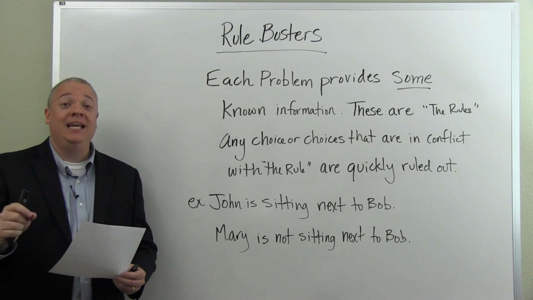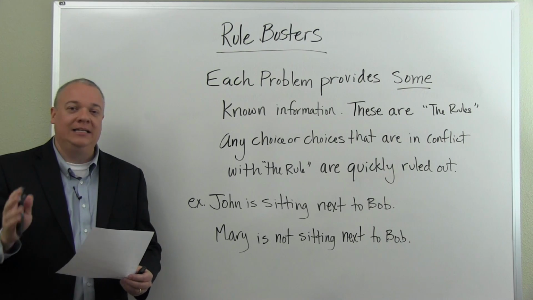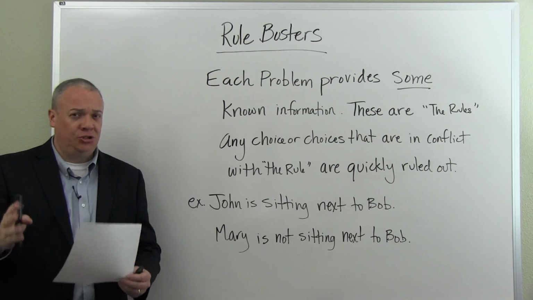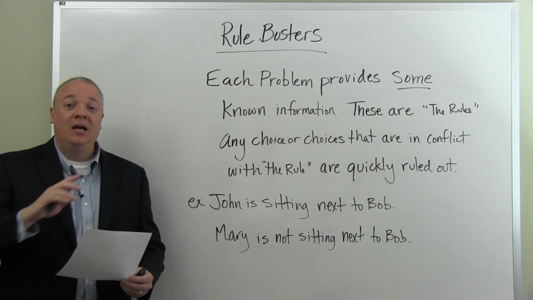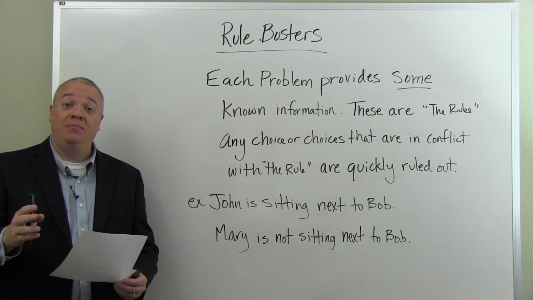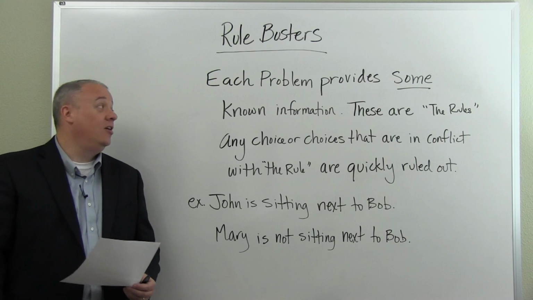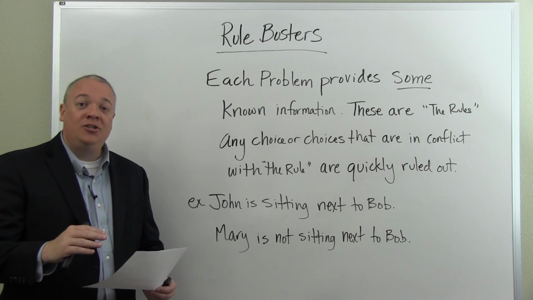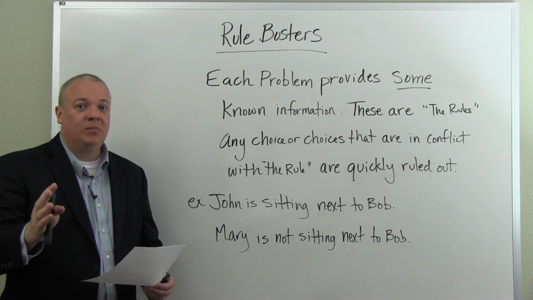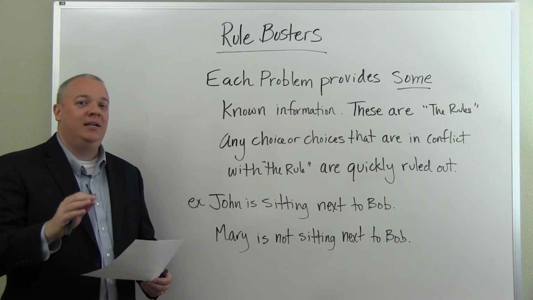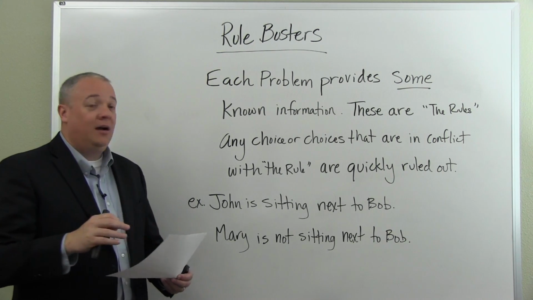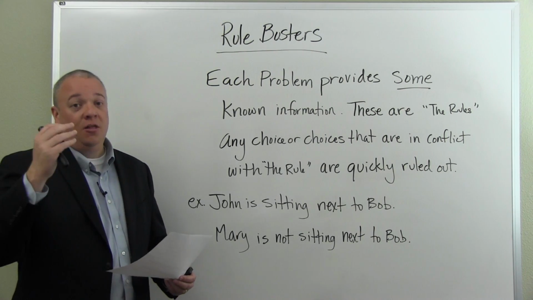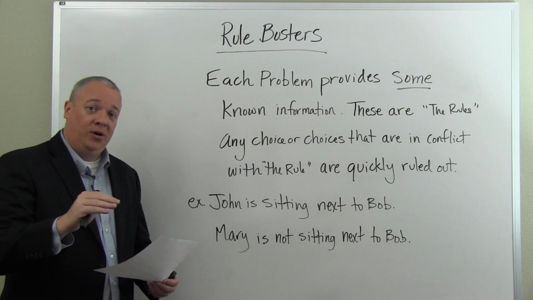However, as you're taking a test, there will be more than likely questions where you are not quite certain of the answer. You're not sure what you should do. This particular technique can be helpful. When you're looking at a question or a problem, that problem or question is going to provide you with some level of information. This information that is provided in the question or the problem can be called the rules. So the known information is the rule in that question or problem.